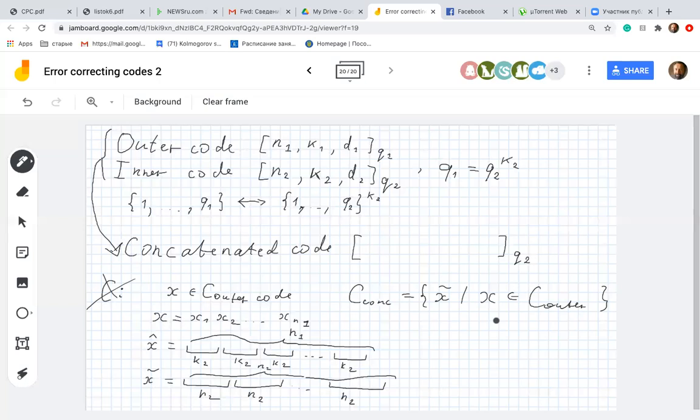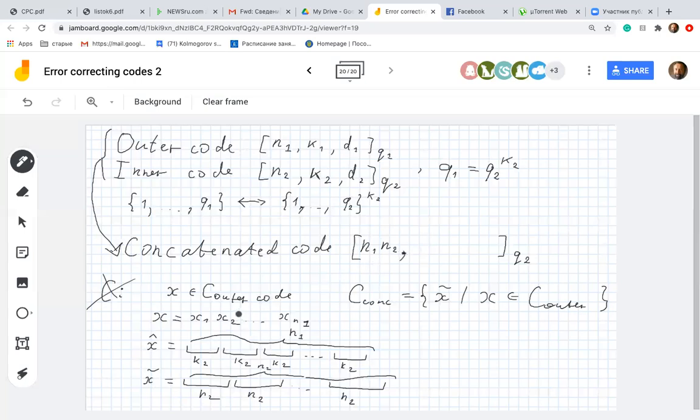Now we need to compute the parameters. First of all, what is the block length? From this picture, it is easily seen that each code word of the concatenated code is the sequence of n1 blocks where each block has length n2. So we obtain n1 times n2 as the block length.